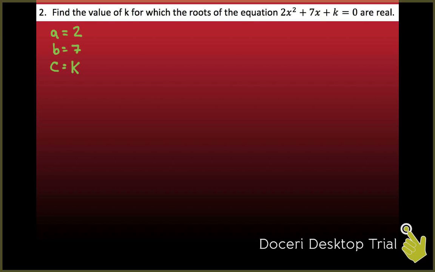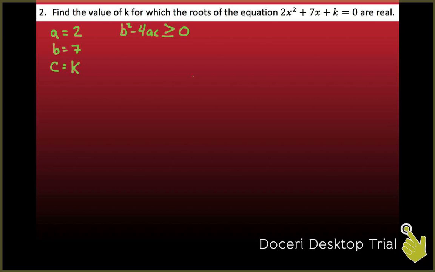So we want to know, when are the roots real? Well, for roots to be real, the discriminant, b squared minus 4ac, has to be greater than or equal to 0. When it goes less than 0, it turns into a negative, and that's when the roots become imaginary. So we need it to be greater than or equal to 0.